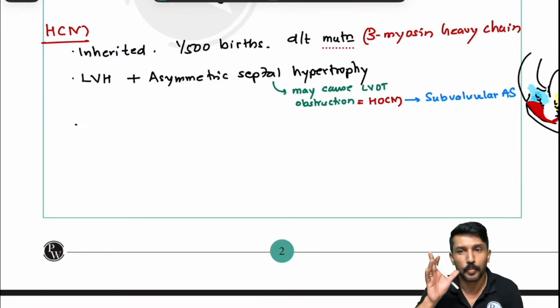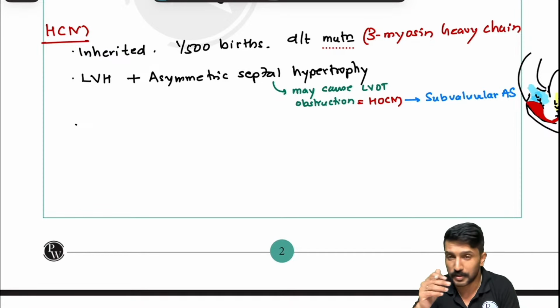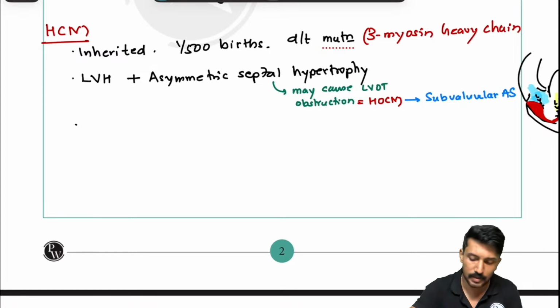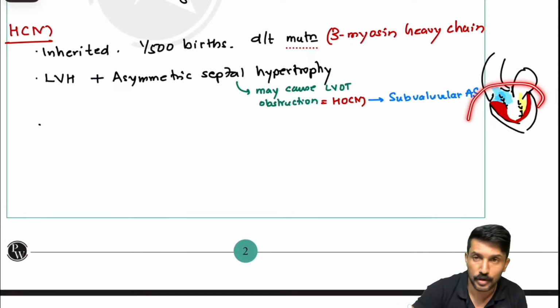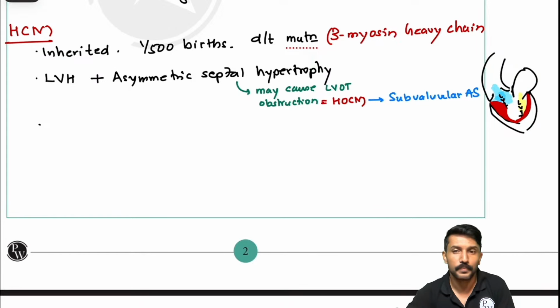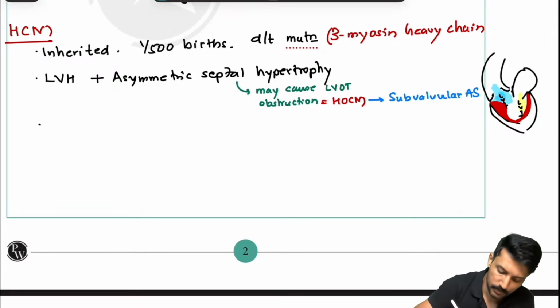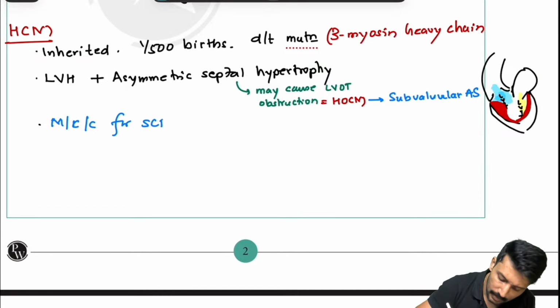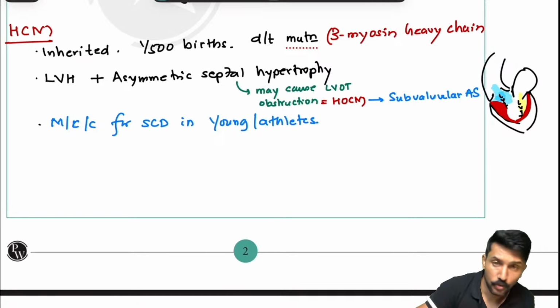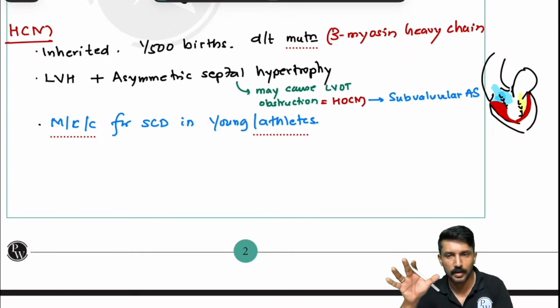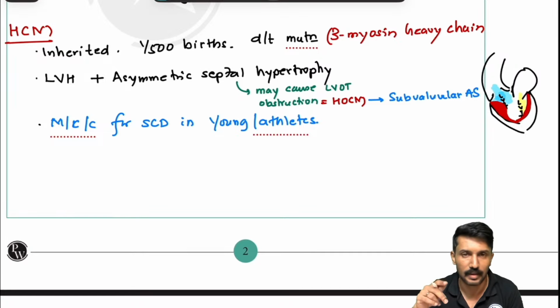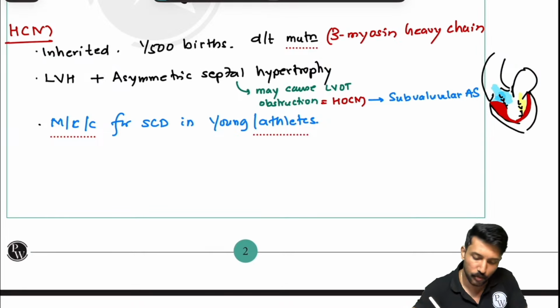So that's not just the obstruction which is the problem. Many patients may not develop obstruction, they remain asymptomatic. But the problem is this alteration in the structure of the ventricular muscle cell increases the risk of developing VT/VF, and these patients can have sudden cardiac death. In fact, hypertrophic cardiomyopathy is the most common cause of sudden cardiac death in young individuals and athletes. Overall, if you ask me what is the most common cause of sudden cardiac death, it is ischemic heart disease. But in young individuals and athletes, it is going to be hypertrophic cardiomyopathy.